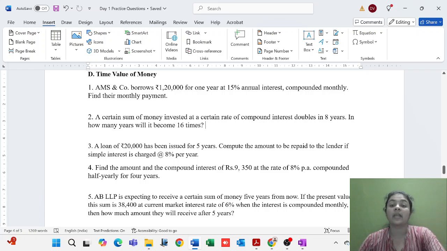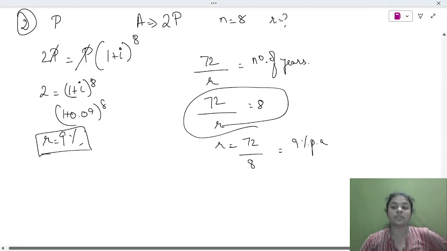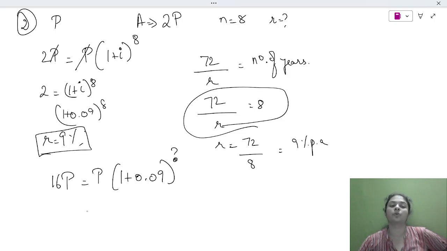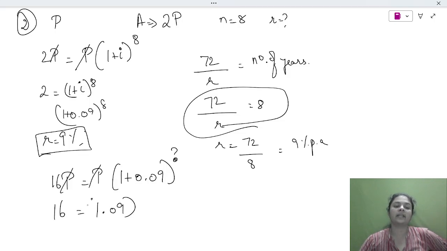Now, in how many years will it become 16 times? For this we cannot adopt this rule. You have to calculate how many years it will become 16 times. Now you have to do 16 times of principal is equal to P into 1 plus 0.09, the whole power how many years? I don't know. So P and P will get cancelled. 16 is equal to 1.09 the whole power question mark.